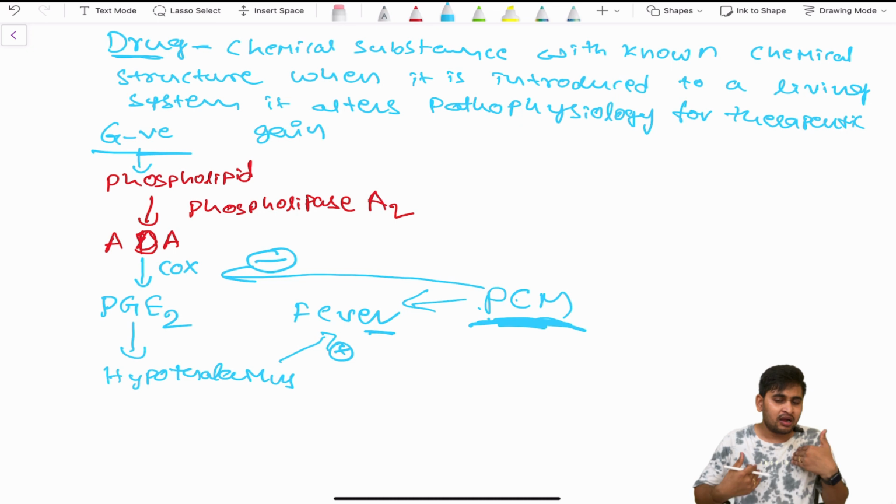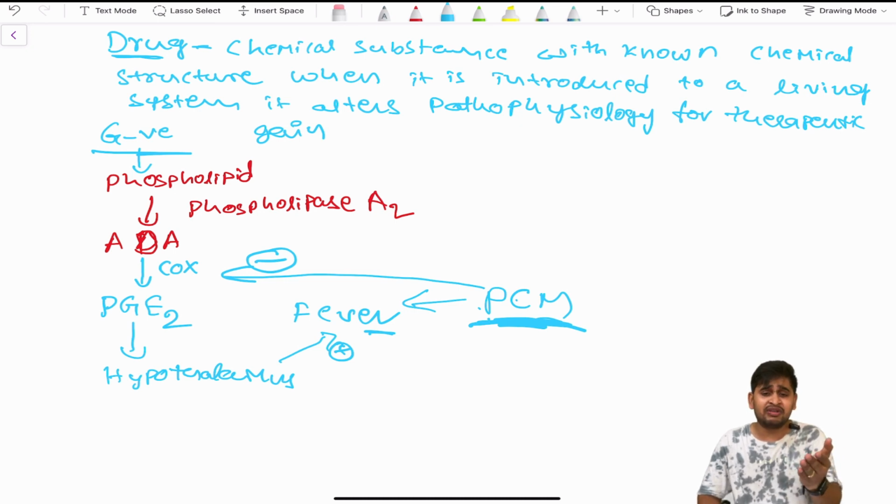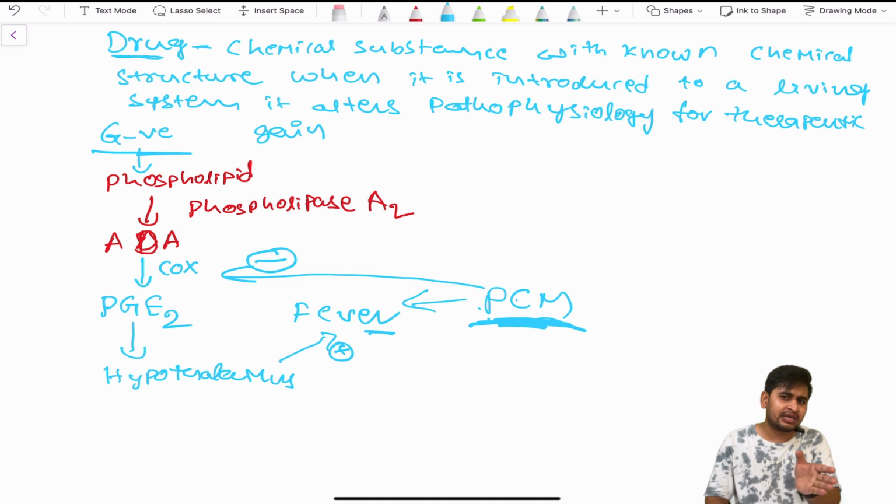Suppose glucose is getting metabolized into pyruvic acid, right? Likewise, this is a physiology. And if the heart is pumping the blood, and if anything happens to the heart, that means the physiology of the heart would be altered, and that altered physiological condition is called a pathological condition. Clear? So with this, a drug is a chemical substance with known structure. When it is introduced to a living system, to the animals, it alters the pathophysiology for therapeutic gain. So to give the therapeutic activity, it has to alter the pathophysiology. Then it is possible to move from a diseased condition to a non-diseased condition. That means the drug is treating to recover from the diseased condition.